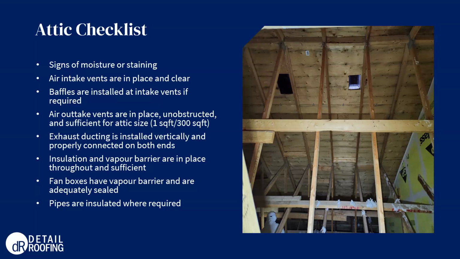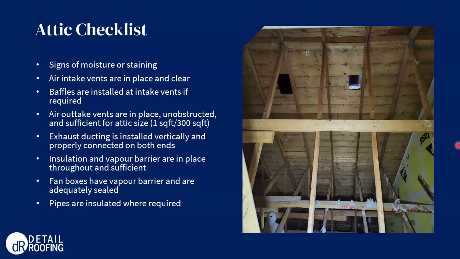When I say unobstructed, that would include any of the roof joists. They should not be installed directly over where this opening is for the outtake vents, because ultimately that is going to impact how much air can move through that space. Again, the exhaust ducting: making sure that it's installed vertically and properly connected at both ends.